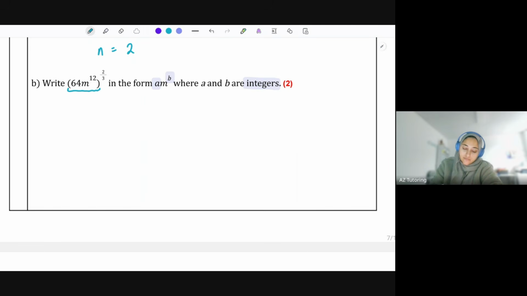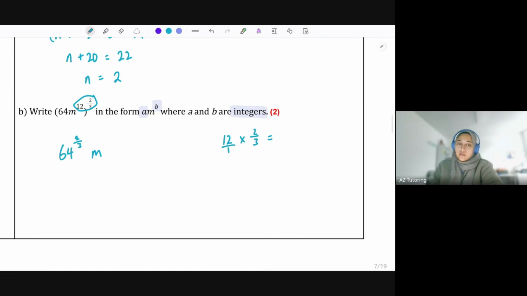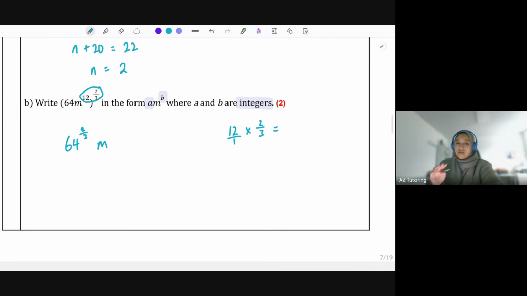Now, this is in a bracket. That means this 2/3 is applying to everything in the bracket. So 64 to the power of 2/3 times m to the power of 12 times 2/3. Now remember, when you've got 2 powers like that, you times them together. So I'm just going to do that to the side here. 12 times 2/3 just gives me 12 over 1. Our fraction rule just says you times across. 12 times 2 is 24. 1 times 3 is 3, so we've got 24 over 3 for the top.